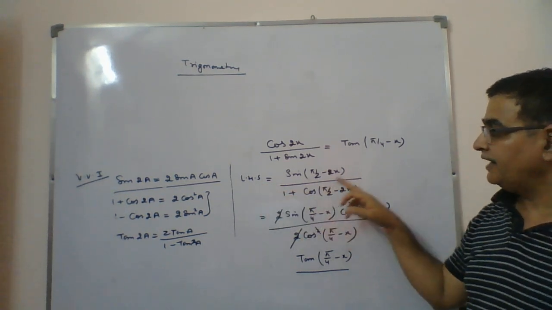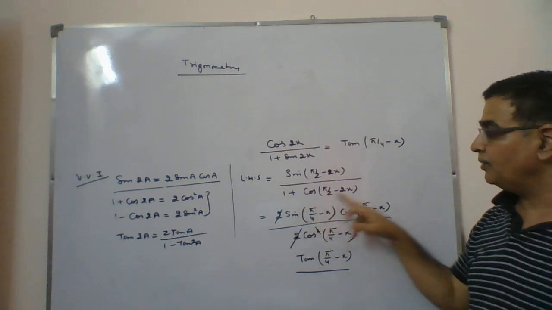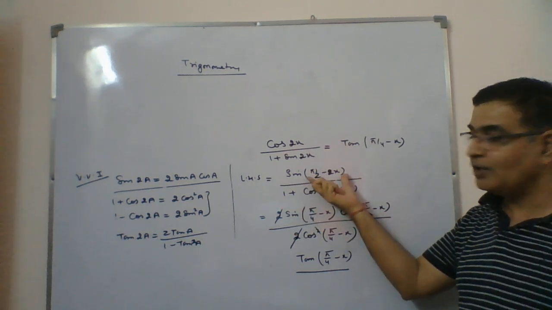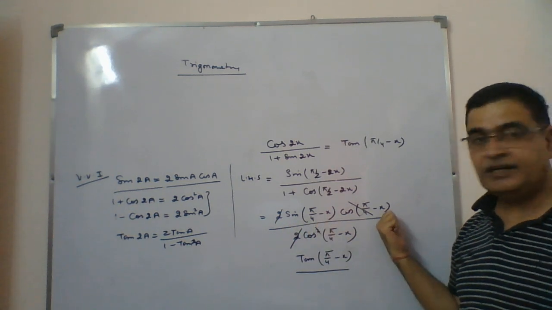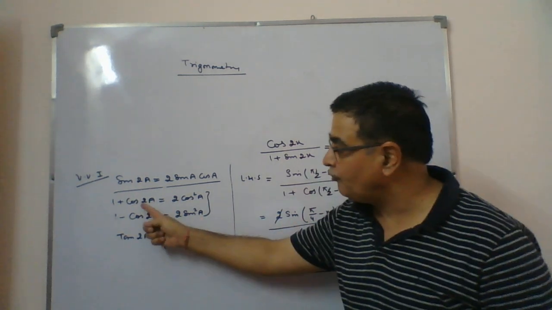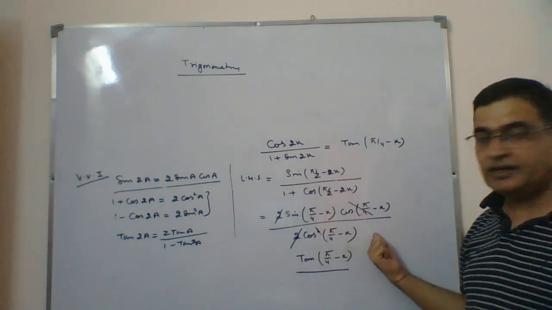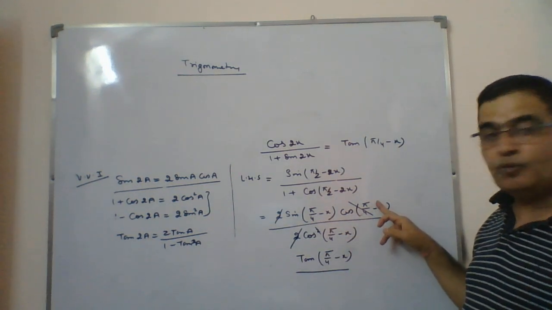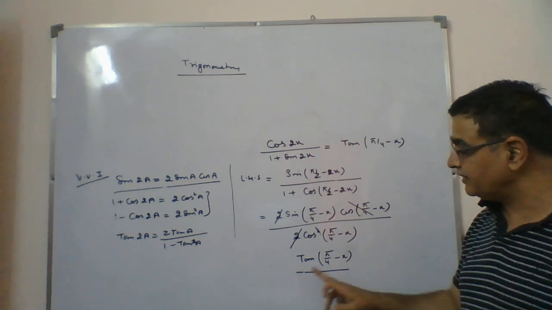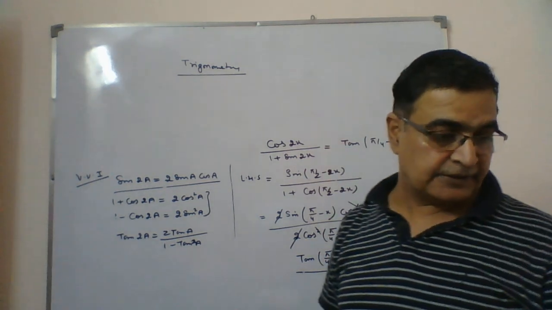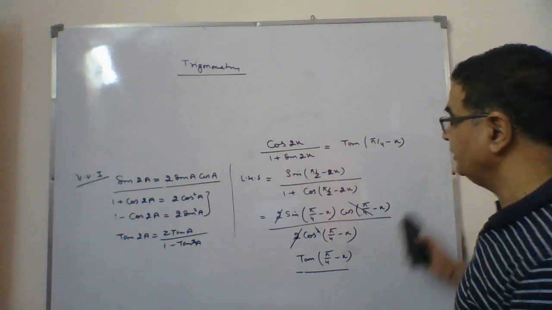So left hand side, sine pi by 2 minus 2x by 1 plus this. Then sine, this will be 2a form. When it is sine 2a, we'll say 2 sine a cos a, and the 1 plus cos 2a formula is 2 cos square a. So it is here. Then cos pi by 4 minus x will cancel out. Sine pi by 4 minus x by cos pi by 4 minus x, that will come tan pi by 4 minus x. So you can do this question easily.